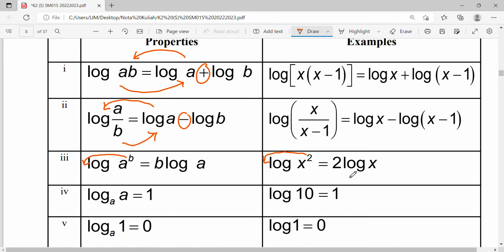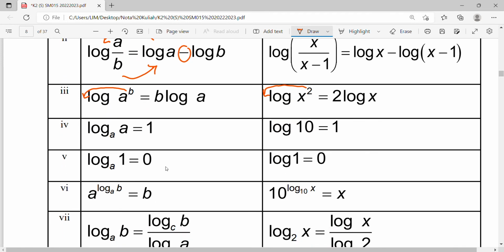Then next property, if your base and your item, they are same, so log A A, we can simplify it as 1. So log 10 equals to 1. So ln e equals to 1. Ln e is log e, right? Base e, right? So base e, it is equal to 1. So if your item here is value 1, log 1, you will always get back 0 for whatever base.